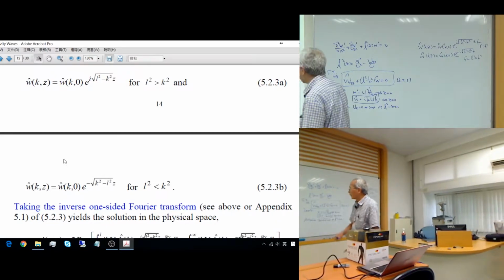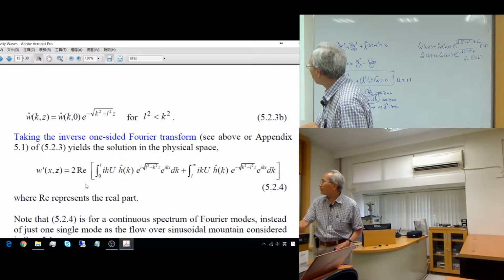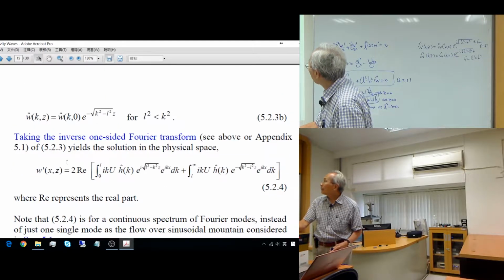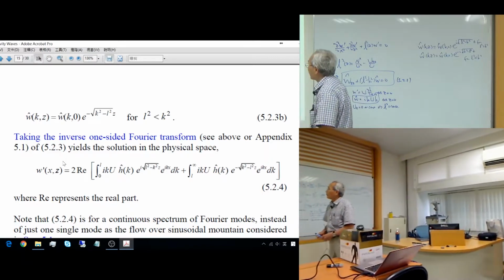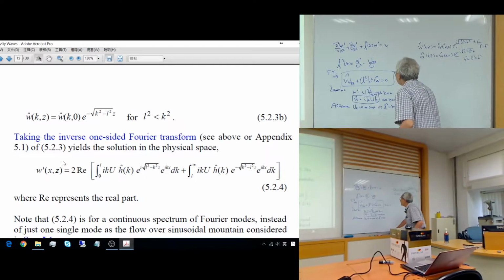Now we can take the inverse Fourier transform. I think we did this before; we stopped here last week. So we take the inverse one-sided Fourier transform, and then we get this solution.